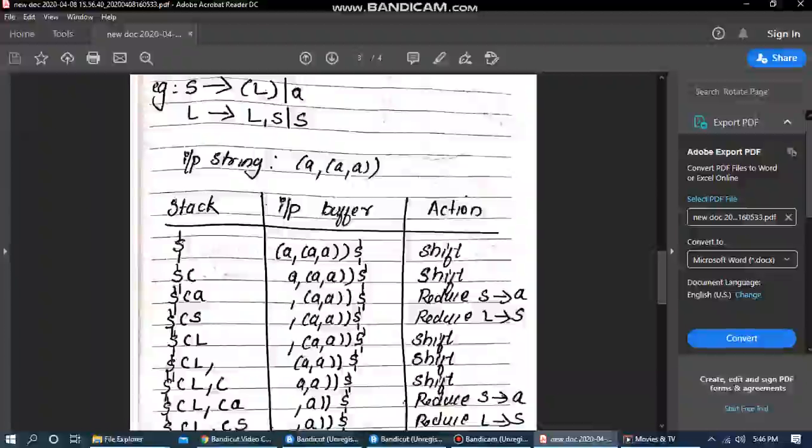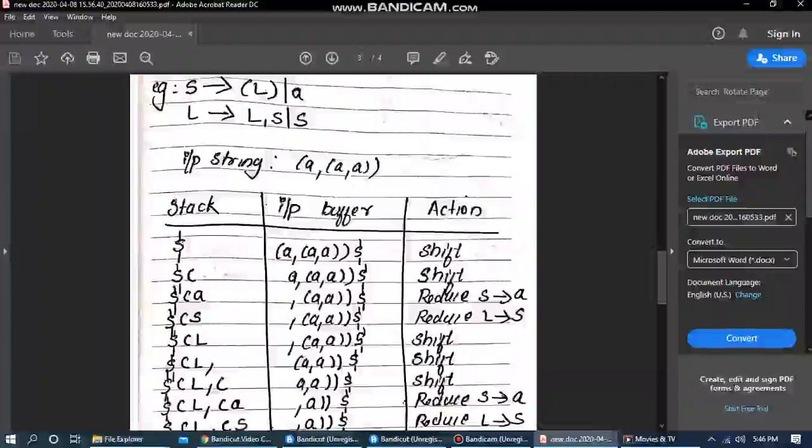Okay, so in the next step, A is replaced by capital letter S, and write the remaining input buffer as it is. Don't forget to write the action which is performed in the prior stage. Okay, and again we look for the stack.